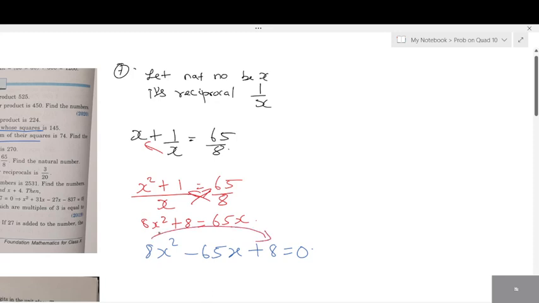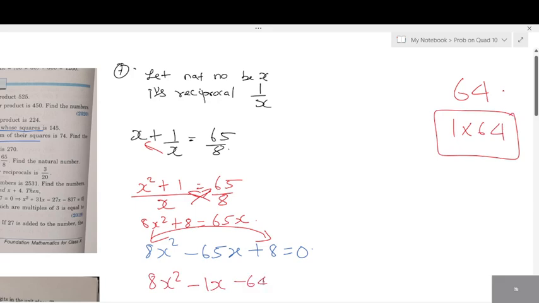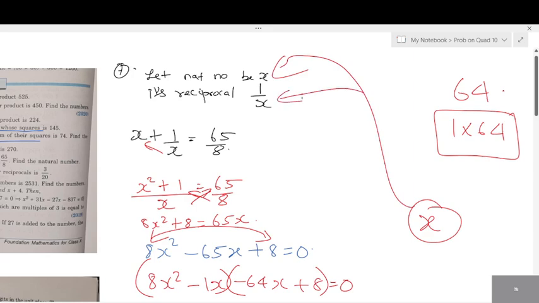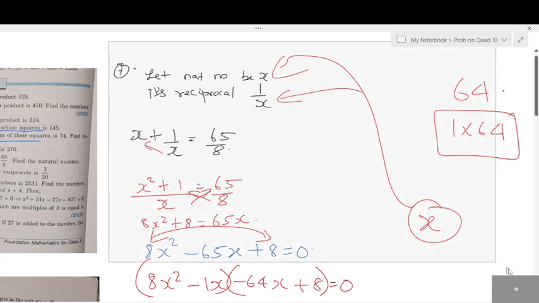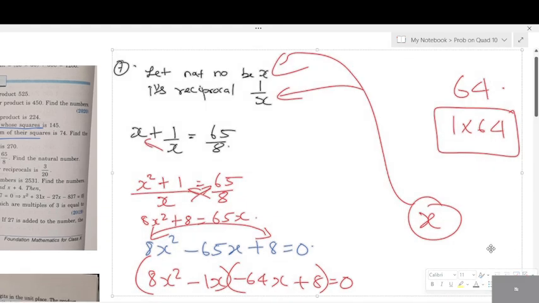Next, multiply the first and last. 8 8s are 64. Which combination will give 65? 1 into 64, 8x square minus 1x minus 64x plus 8 is equals to 0. Solve this quadratic equation. Using normal factorization, you'll get the value of x. Substitute the value of x in both the places, you'll get the values. Seventh one. Any doubts in this? Did you understand? Next one. Eighth question.